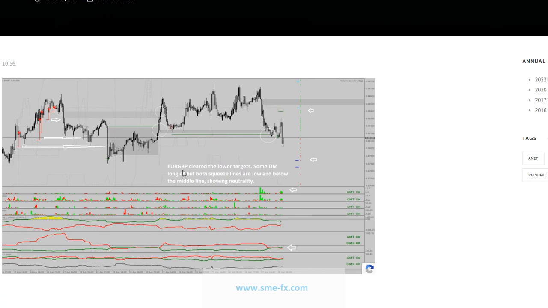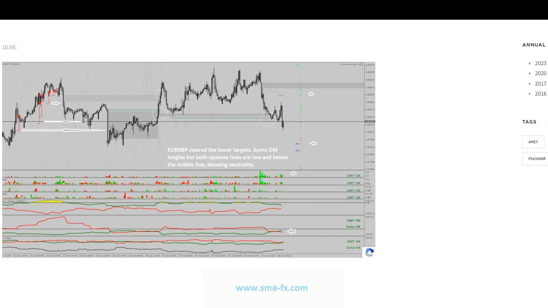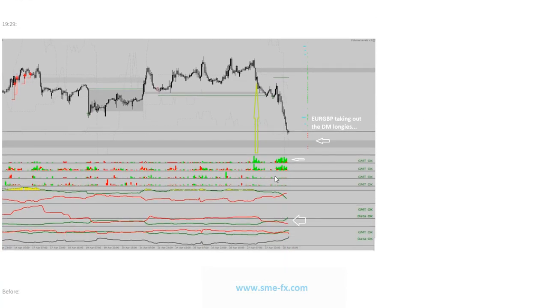Look, Euro pound cleared the lower targets, some dummy longies, but both squeeze lines are low and below the middle line, showing neutrality. So we don't have a squeeze going on, but with some longies coming in, it went all the way down. Look at that. Longies kept on buying, so boom, expanded down move towards the lower target. If you caught this one, nice.